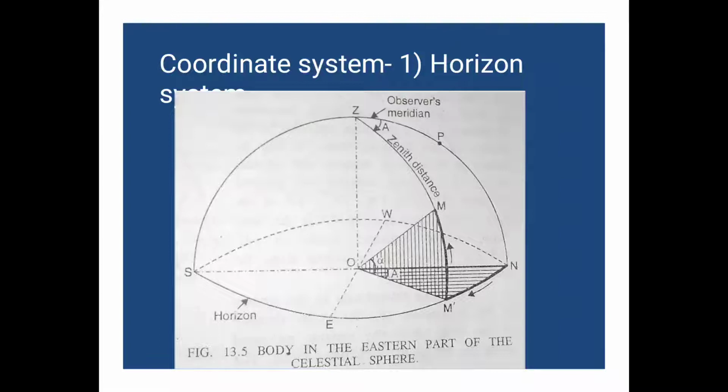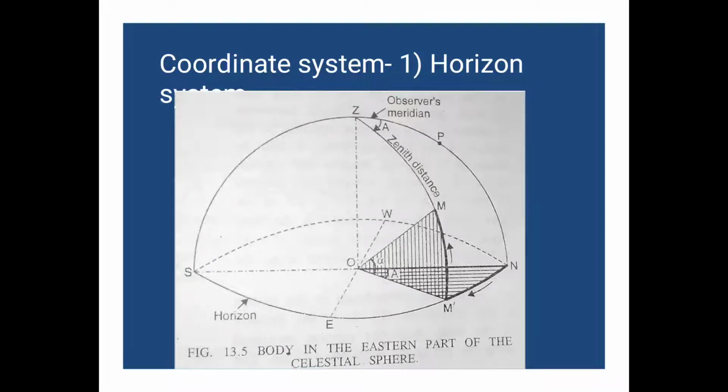Coordinate system: there are three methods. The first method is the horizon system, the altitude and azimuth system. In this system, there is a plane of reference and the coordinates of a heavenly body are the azimuth and the altitude. This system is necessary because we can measure only horizontal and vertical angles with the engineer's transit. The true great circles of reference are the horizon and the observer's meridian, the former being the primary circle and the latter the secondary circle.